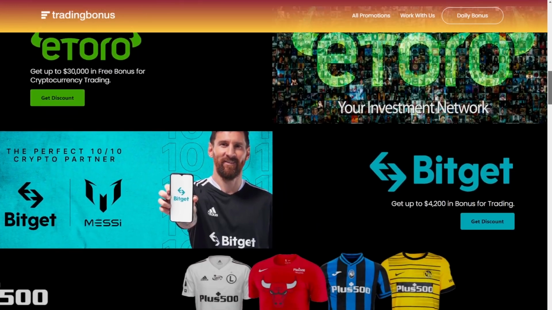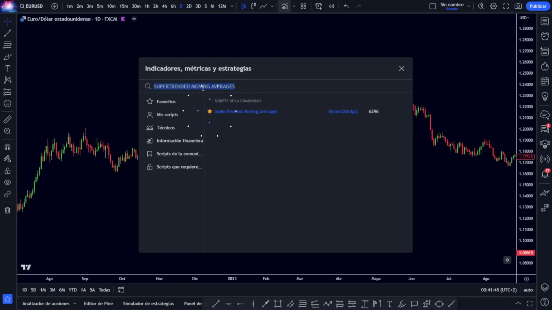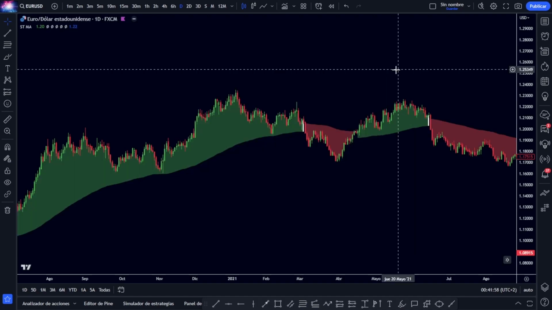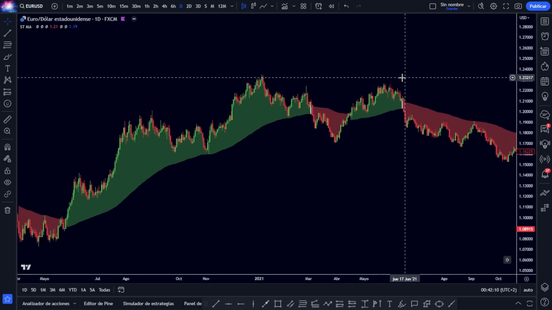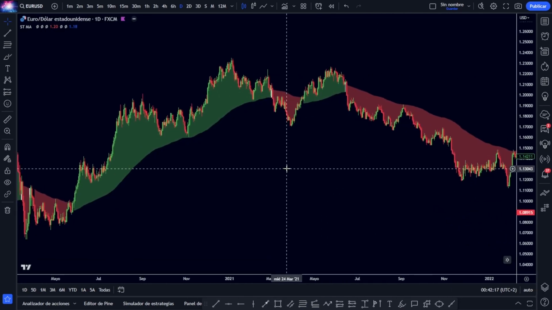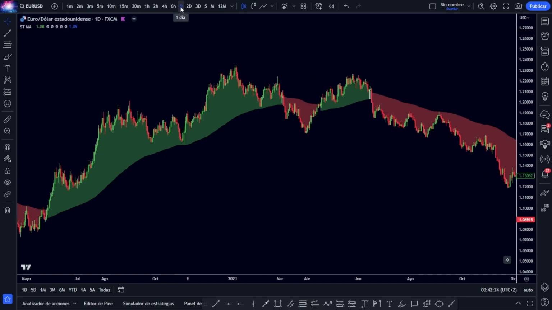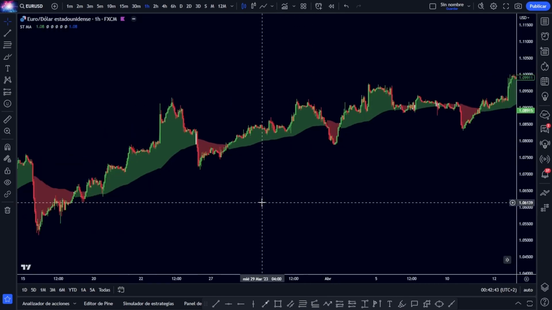The first thing we have to do is to go to the indicators section and look for the Supertrended moving averages from the same creator of the mythical Supertrend. It will appear something like this, which, as you can see, simply by placing it, gives us enough information about trend changes and how we can take advantage of them. At this moment we are in daily temporality, but we are going to go down to 1-hour candles, where we could use day by day all this information.